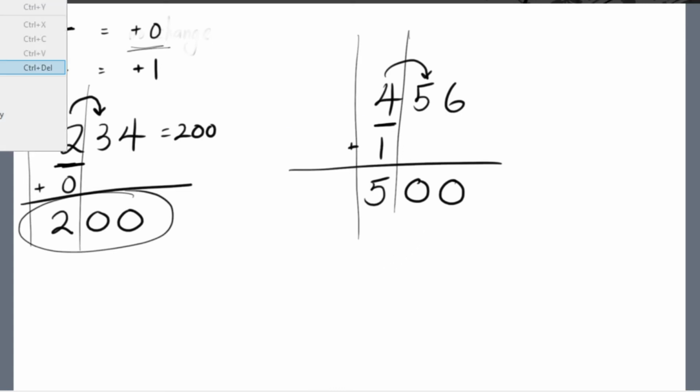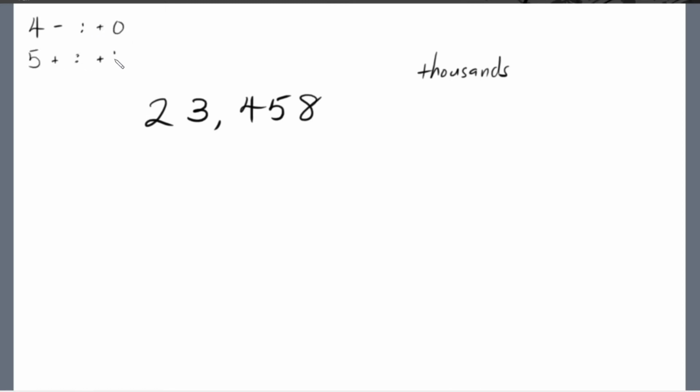We can repeat this with bigger numbers. So let's go, 23,458. Let's go ahead and say we round to the nearest thousands. So we're going to go ahead and write our rule one more time. 4 and below is plus 0. 5 and above is plus 1.